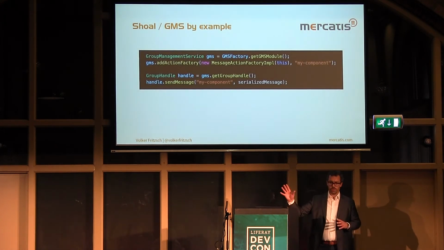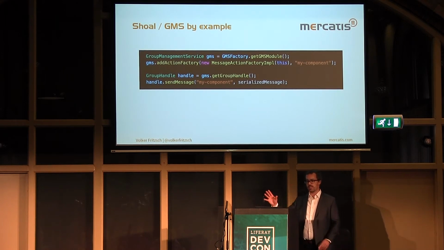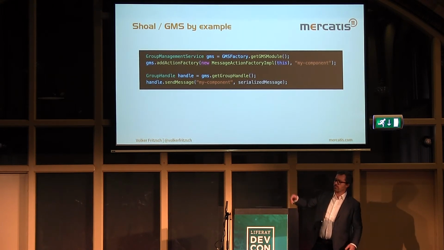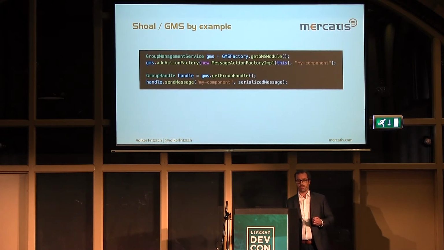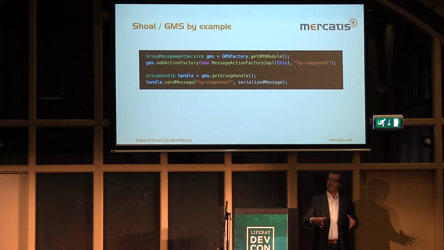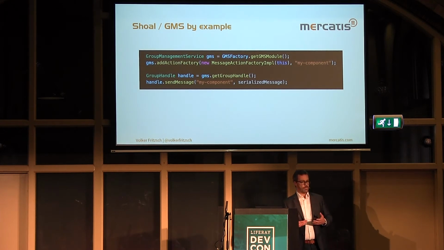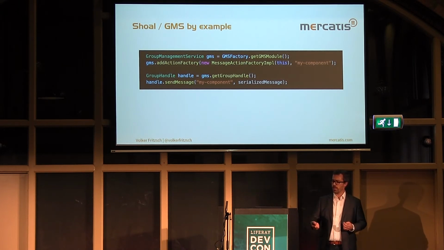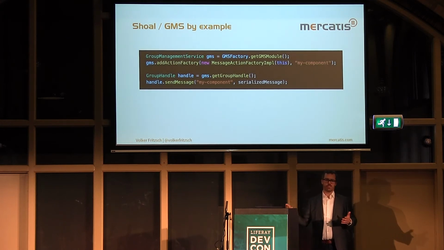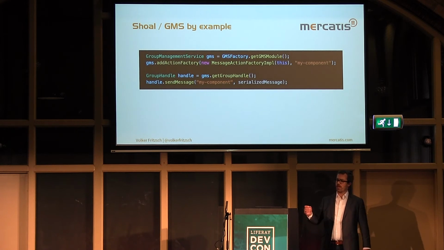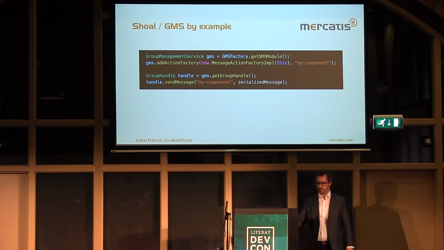To show you how this works, basically, the upper two lines: I get myself a reference to a group management service, and then I add a listener. And every time I receive a signal, my listener gets spun up, and I can act on this message. And if I want to send a message, I get myself a reference to a group handle, and I use that group handle to send a message, that can be a string, that can be a serialized object, bytecode, whatever, to a specific channel that's called a component.